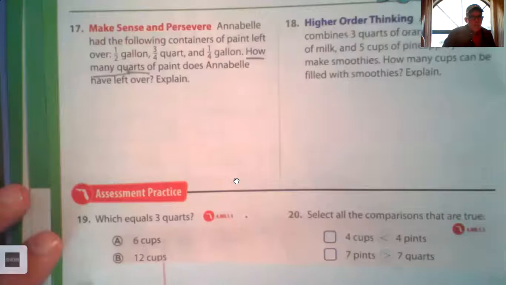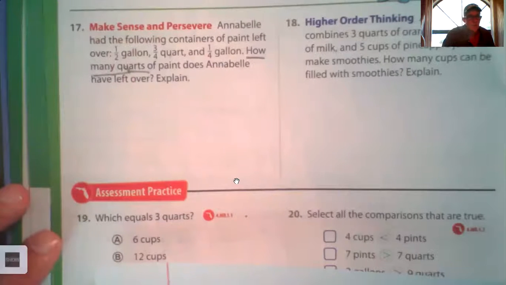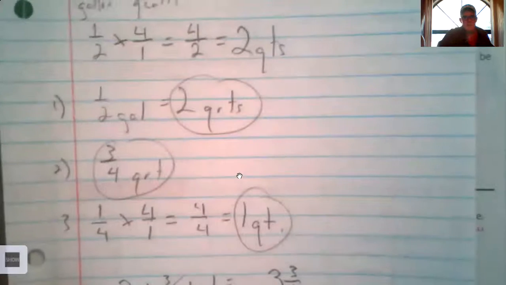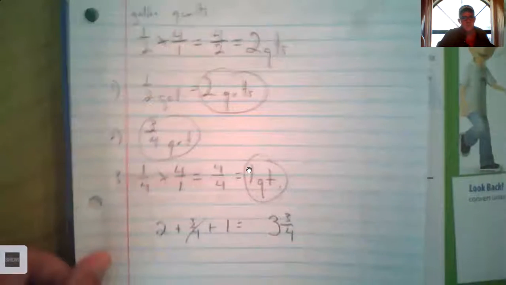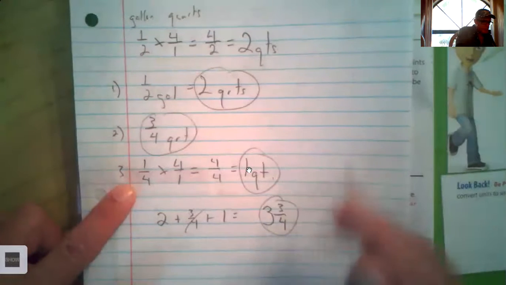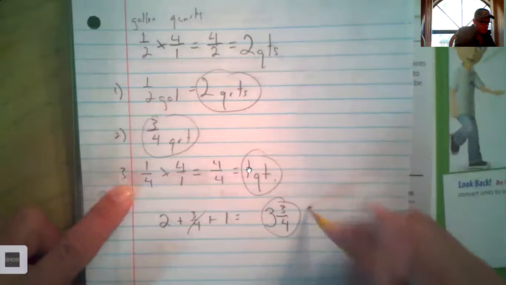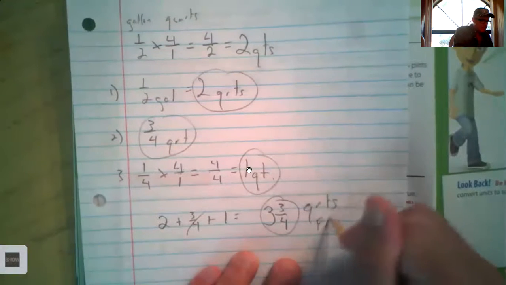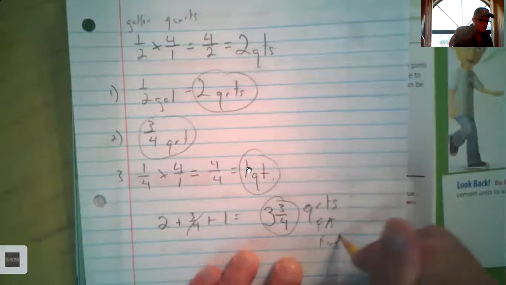So I look at the question again. How many quarts of paint does Annabelle have left over? After showing our work right here, let me zoom out so you guys can all see it. She has 3 3/4 quarts. Final answer.